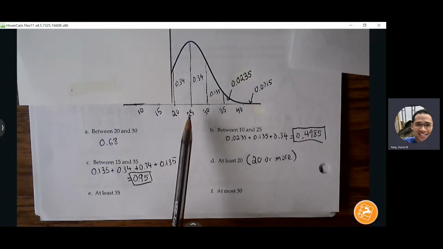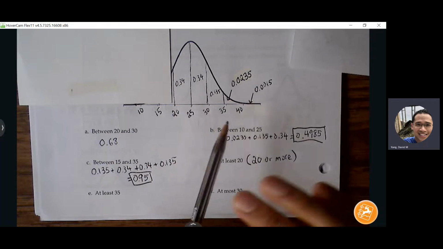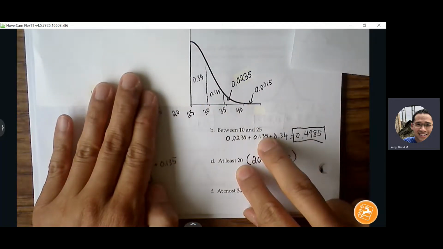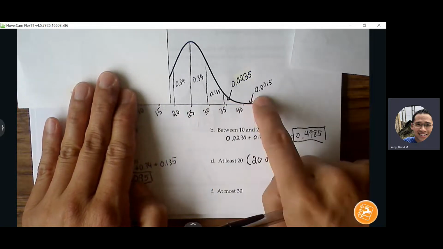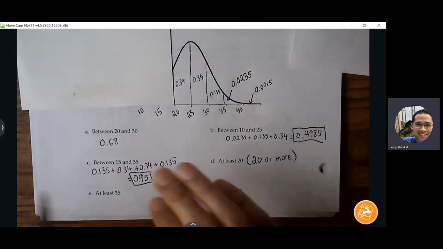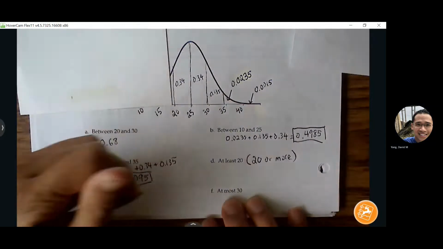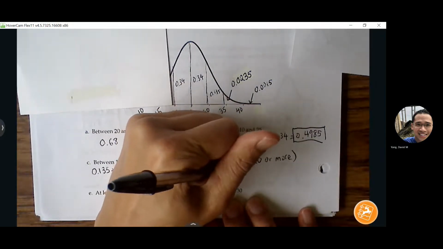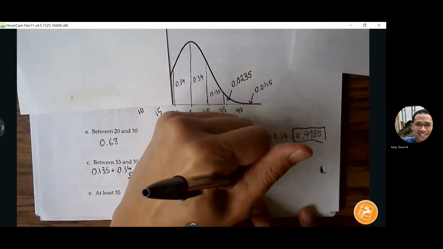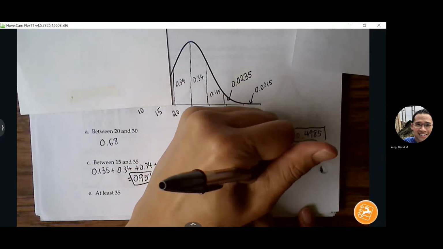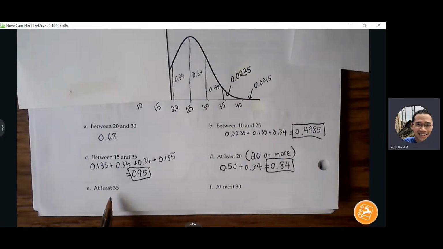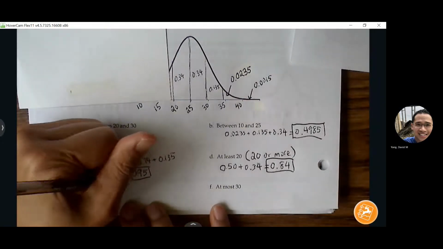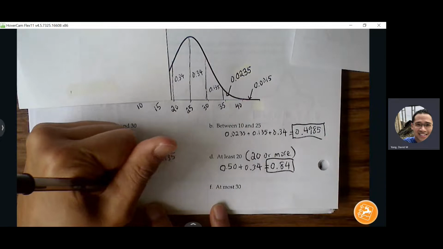Now we can save a little bit of time. We don't have to add all these percentages up because what do we know about this piece right there? 50, right? So just do 50 or 0.5 plus 0.34. You don't have to add up all those numbers, especially if you know that half the data is 50%. At least 35, that means 35 is the smallest, and we want to go from 35 all the way to the end. So 35 or more.